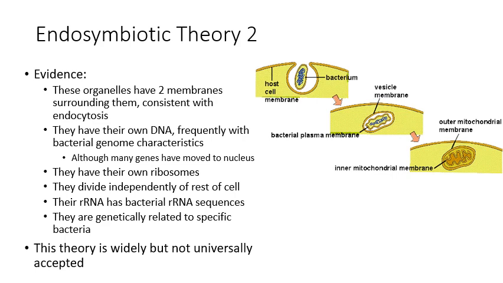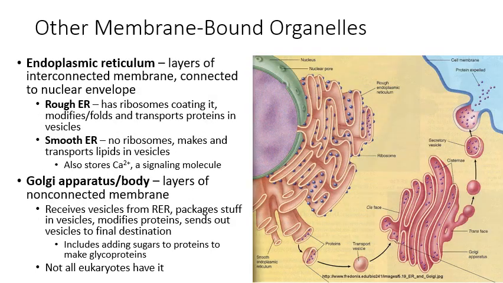And that's into symbiotic theory. So now we'll go through the other membrane-bound organelles inside of eukaryotic cells. First, we have the endoplasmic reticulum, which you have two types of. You have the rough endoplasmic reticulum and the smooth endoplasmic reticulum. The endoplasmic reticulum is located around the nucleus, and it's these layers of membrane.